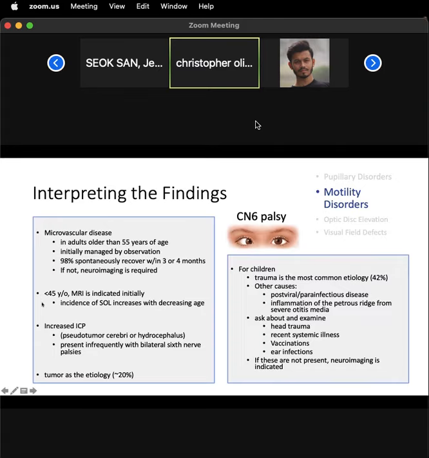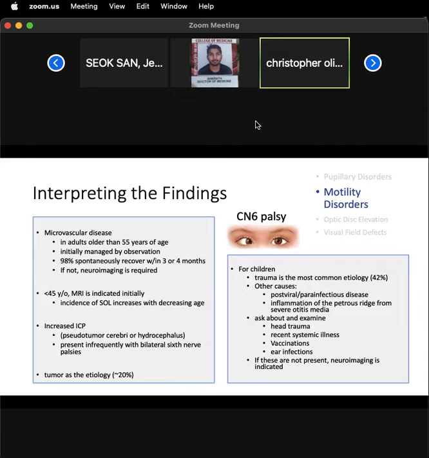For patients younger than 45 years old, MRI is indicated initially because the incidence of an occupying lesion increases. Okay.